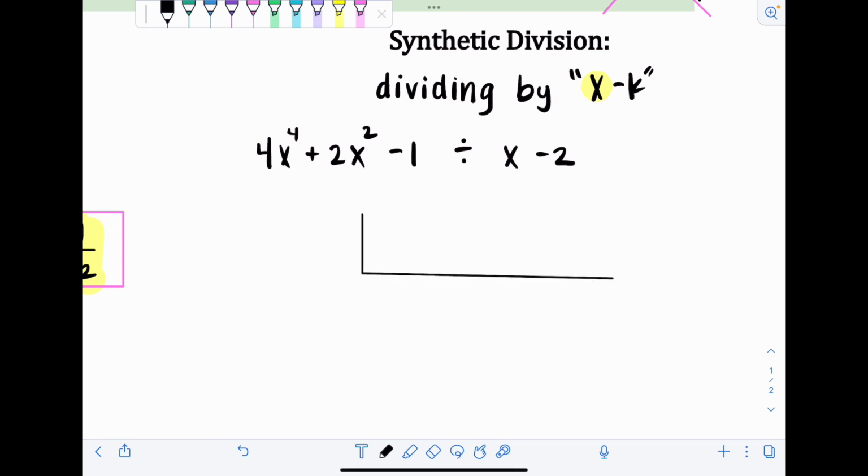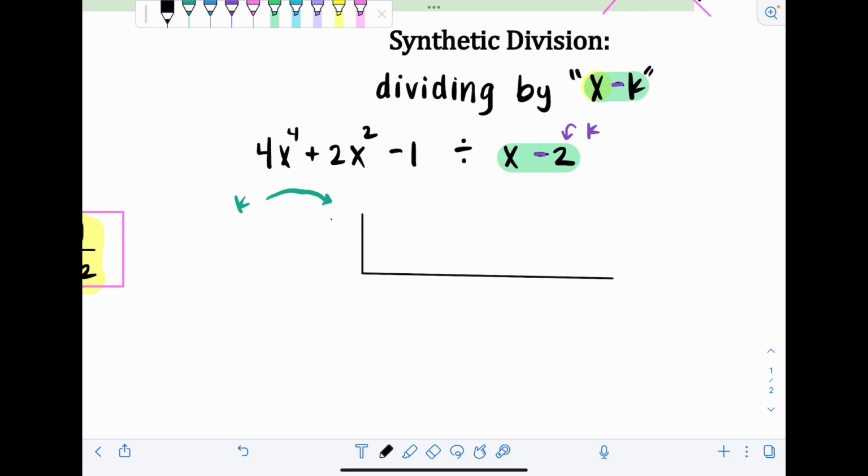And then k, whatever value k is, is going to go over here. So that means we're dividing by something in the form x minus k. So we look at what we're dividing by and we ask, okay, what is k? Well, there's a minus there. So it's one of those things where it's the opposite of what it looks like it should be. Since there's a minus there and it's x minus 2, k would just be regular 2, positive 2.